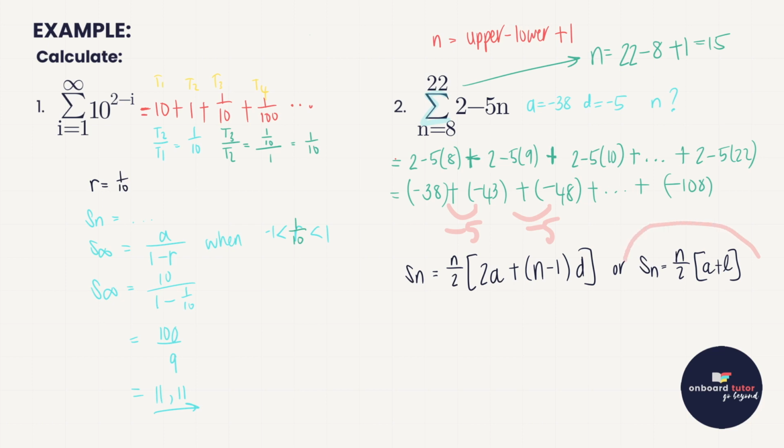All right, I'm going to use this formula here because I have the first term and I have the last term. It's going to be easy enough to solve that. So the sum of 15 terms now, because we've worked out n, is equal to n over 2, 15 over 2, times our first term, minus 38, plus our last term, minus 108. Okay, and we can type that on our calculators, which gives us a sum of minus 1095.